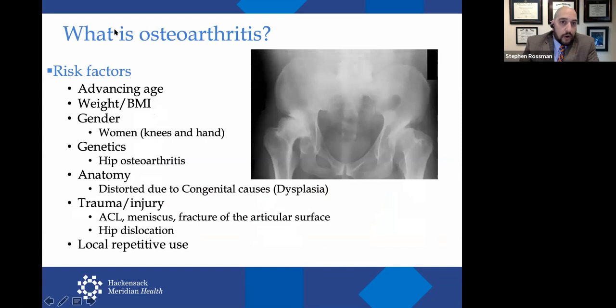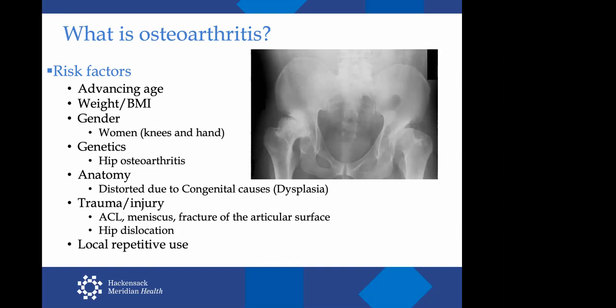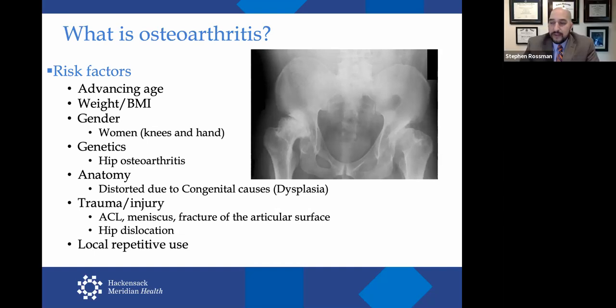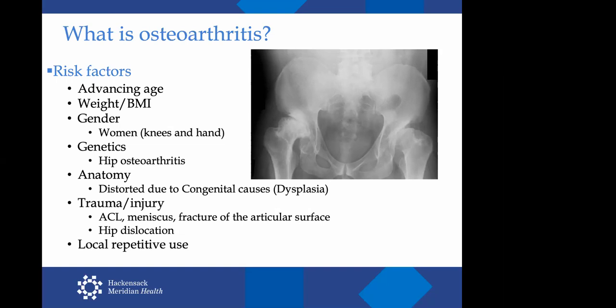Now, what are the risk factors for osteoarthritis? They are extremely numerous. Advancing age, people who are higher weight or BMI, which causes more stress on the joints. Females tend to have a higher incidence of arthritis in the knees and the hand. There can certainly be a genetic component. If your mom or dad had arthritis or other people in the family, that can certainly happen, but it doesn't mean that it's going to happen to you.